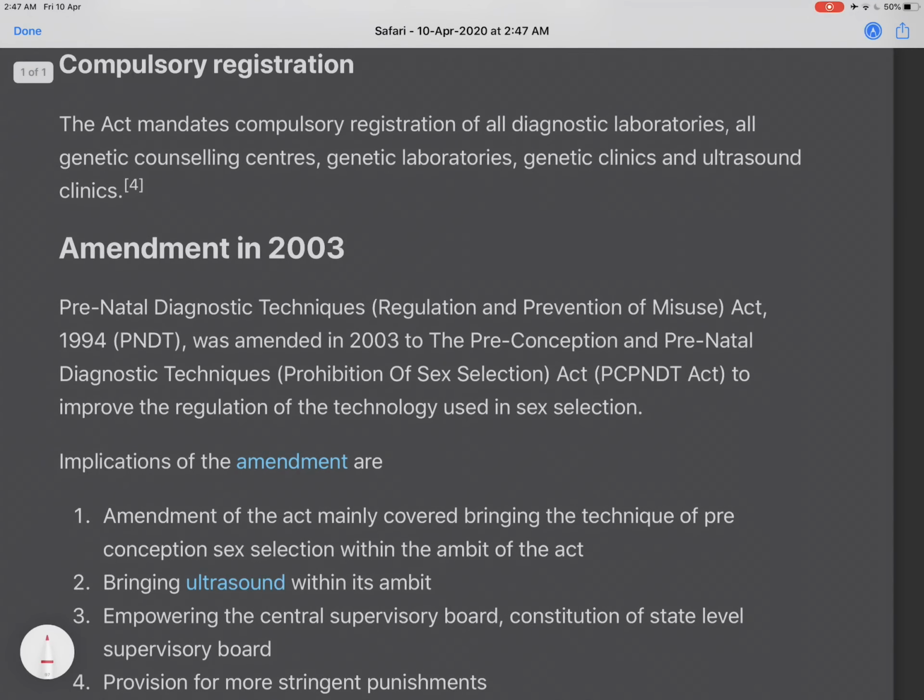So, what happened was in the year 1994, an act was brought in by the Government of India and its name was Prenatal Diagnostic Techniques Regulation and Prevention of Misuse Act. That's it, 1994. But then in 2003, certain amendments were brought in, and the most important one was this: before prenatal, the word preconception was added, and this is very important.